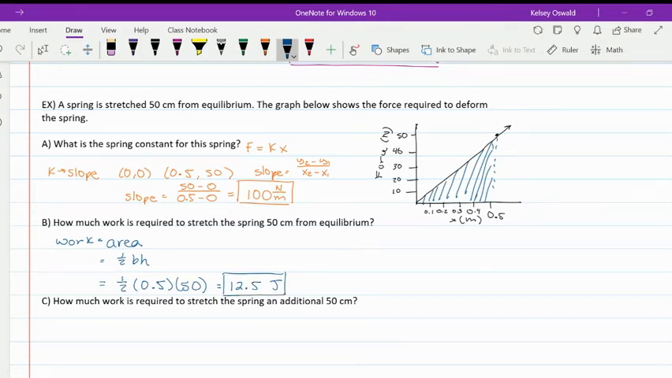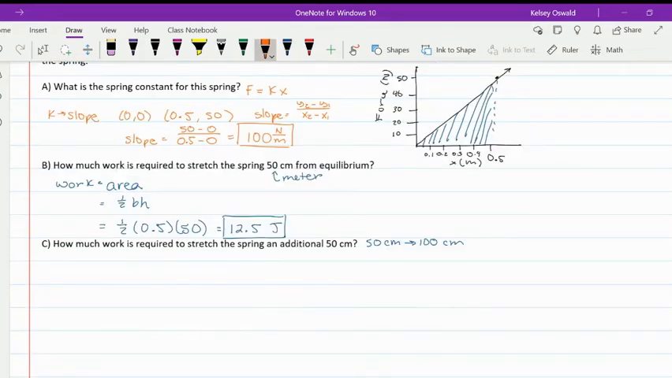So that is what our work done here would be. Centimeters from equilibrium, we would need to add 12.5 joules of energy. Okay. And we wanted to make sure we converted those centimeters to meters, since we always want to use units of meters in our equations.